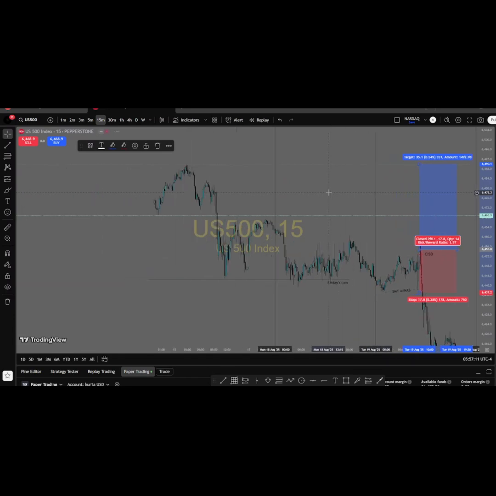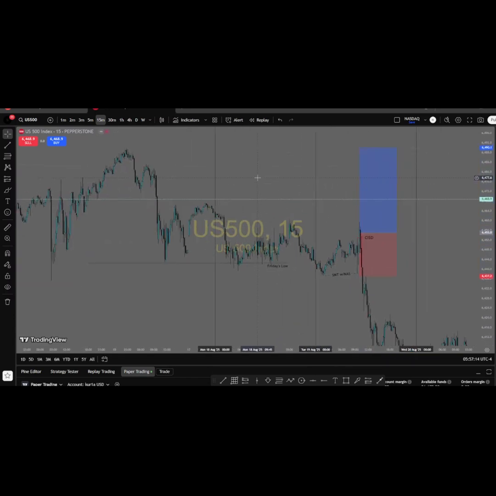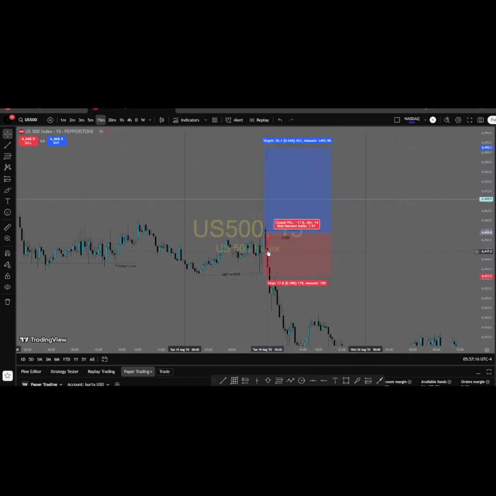Okay, so that was my first position. But then I also wanted to take another position once we retraced inside, below the change in state of delivery. But that one you need to wait for another confirmation. It needs to retrace and then you wait for another change in state inside that range.